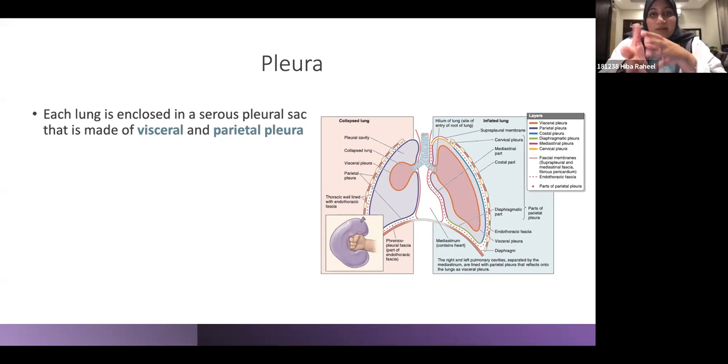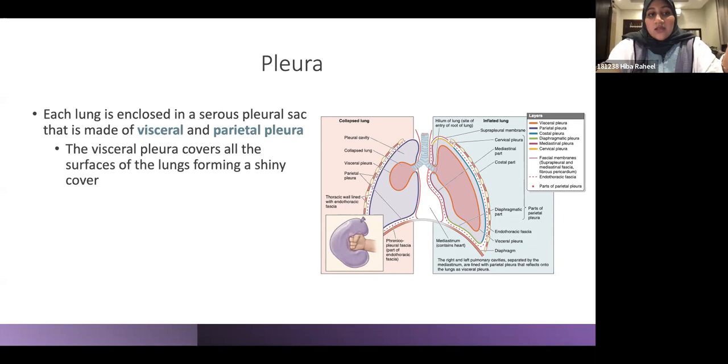So the pleura is covered by something, just like any surface in the body is covered by something, right? Like our body is covered by the skin. So think of the layers of the pleura as skins. You have the visceral pleura and the parietal pleura. The visceral pleura covers the surfaces of the lungs and it forms the shiny surface.